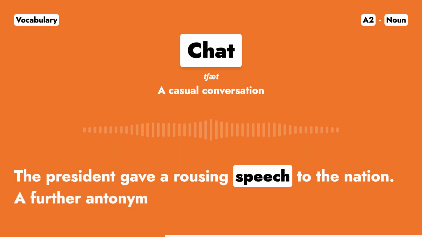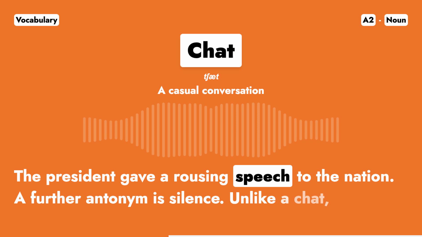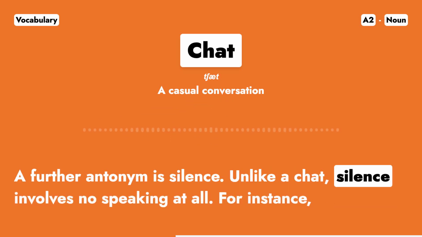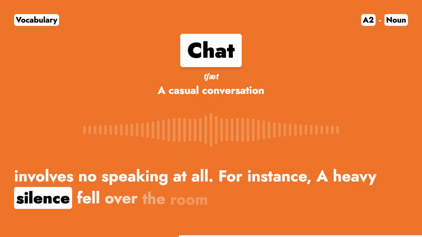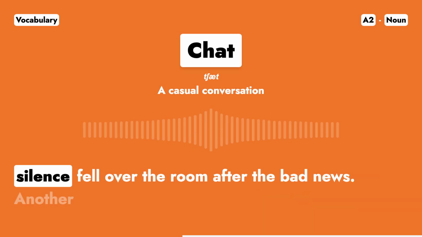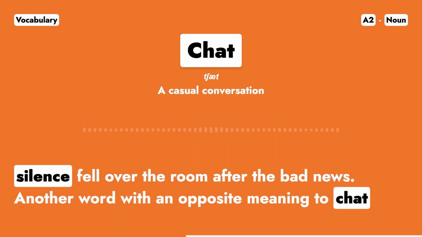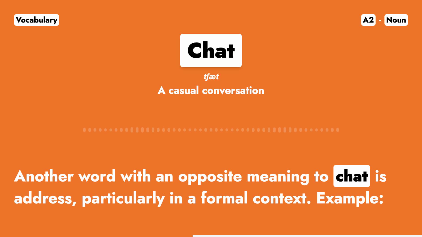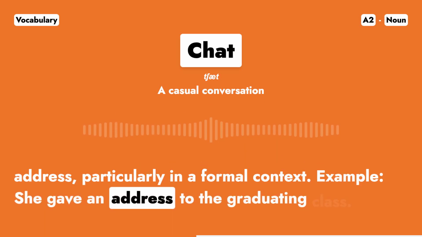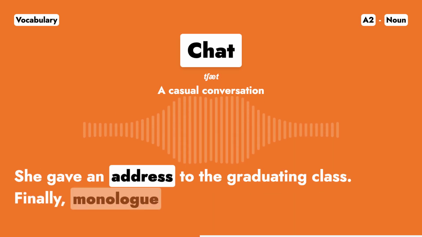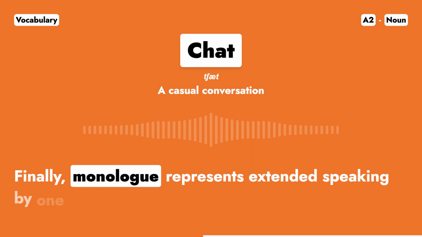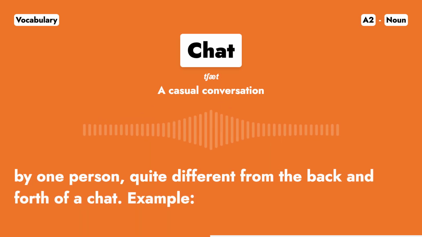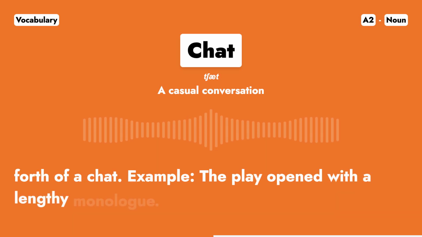A further antonym is silence. Unlike a chat, silence involves no speaking at all. For instance, a heavy silence fell over the room after the bad news. Another word with an opposite meaning to chat is address, particularly in a formal context. Example, she gave an address to the graduating class. Finally, monologue represents extended speaking by one person, quite different from the back and forth of a chat. Example, the play opened with a lengthy monologue.